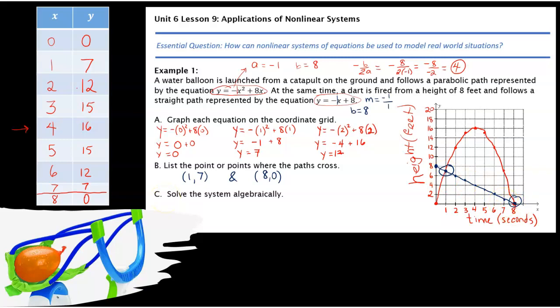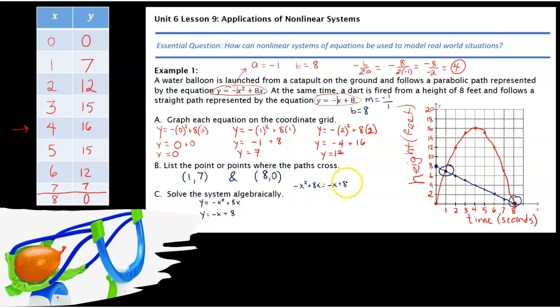Letter C says to solve the system algebraically. In solving the system algebraically, that's where we need our math. So what we would do is look at our system. Our system is: one was y equals negative x squared plus 8x, and the other equation is y equals negative x plus 8. Notice that both are solved for our y, so we can go ahead and substitute them in for each other. So the equation we would solve is negative x squared plus 8x equals negative x plus 8.